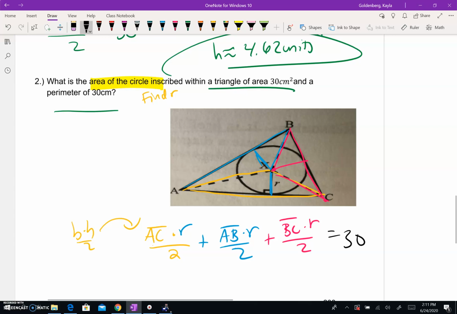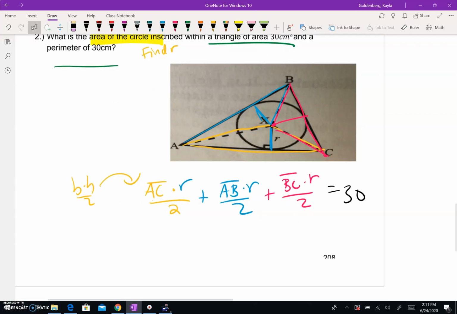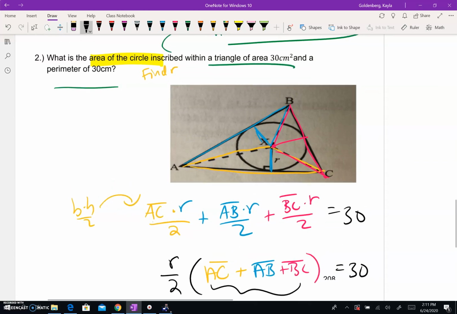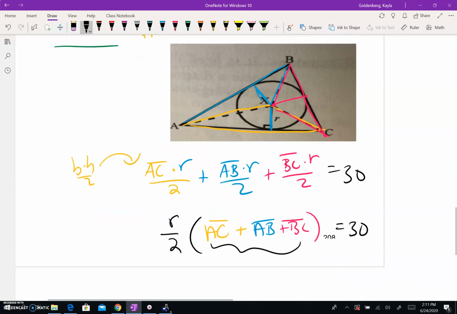Now what's nice about this is there are some commonalities, so let's take out a greatest common factor. A greatest common factor would be radius divided by 2, and then that would be times AC plus AB plus BC is equal to 30. Now notice AC plus AB plus BC, that's the perimeter of the triangle. And the perimeter of the triangle they already told us was 30.